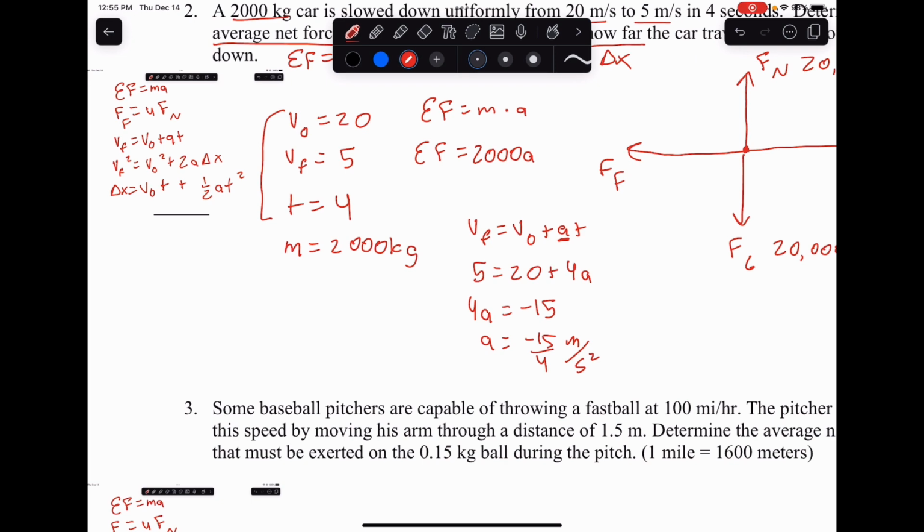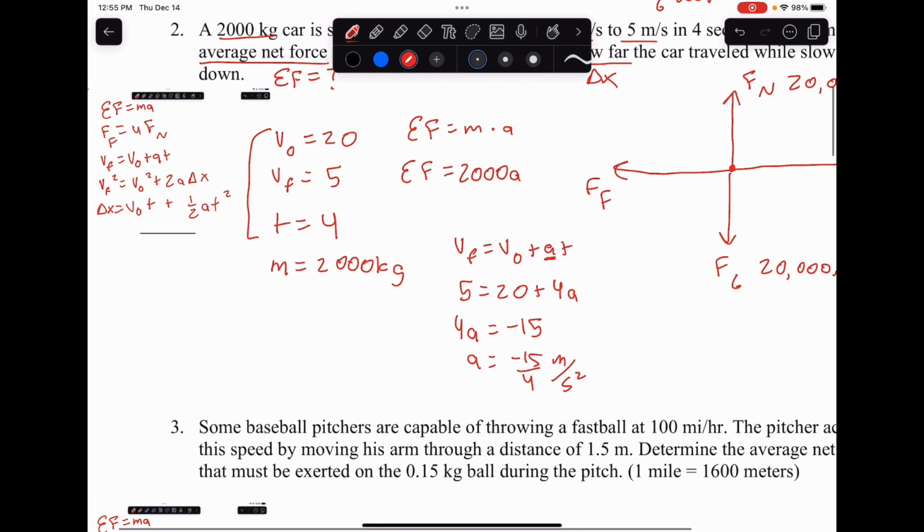So now with that, we can find the total force. So plug that in. So this A becomes -15 over 4. So we get the answer as total force equals negative 7,500 newtons. So that's for the first part, so I'll just call that A.